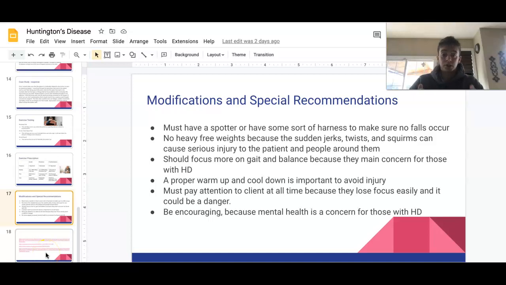Next one is must pay attention to the client at all times because they lose focus easily and it could be a danger. And lastly, just be encouraging because people with HD struggle with mental health and self-esteem, self-confidence, so always be encouraging.